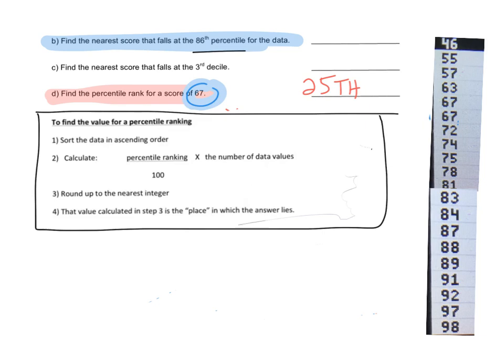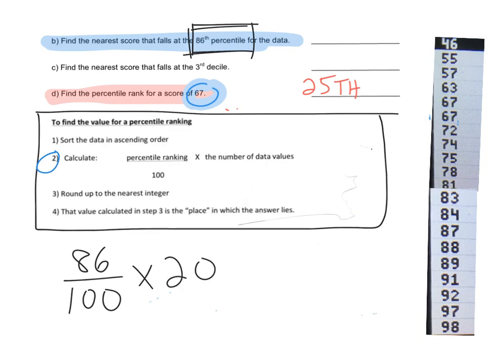Well, the first step is to always make sure your data is in ascending order, and we have that from our previous problem. What we're going to do is calculate the percentile ranking over 100. Here, they want to know which score falls at the 86th percentile. So we're going to do 86 over 100 times the number of data values, which we were told is 20. So we're going to do 86, because that's the given percentile rank, over 100 times 20, because we have 20 data values.